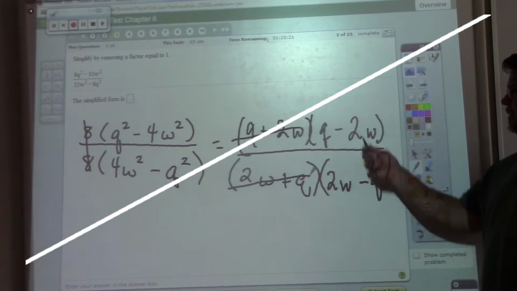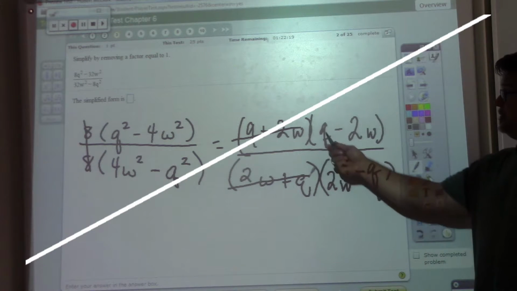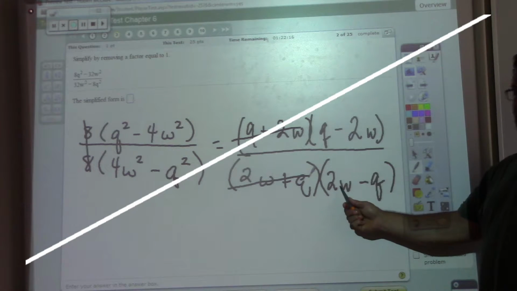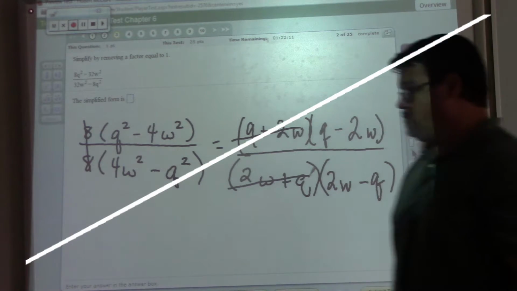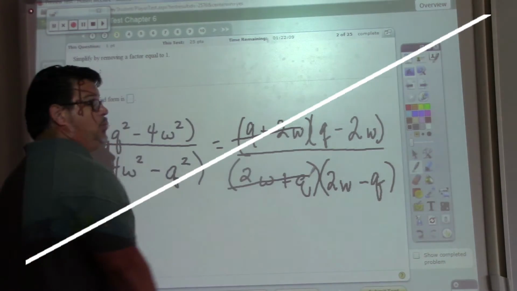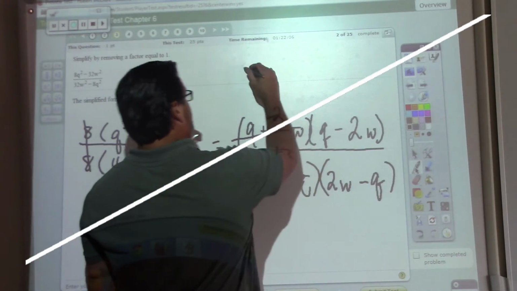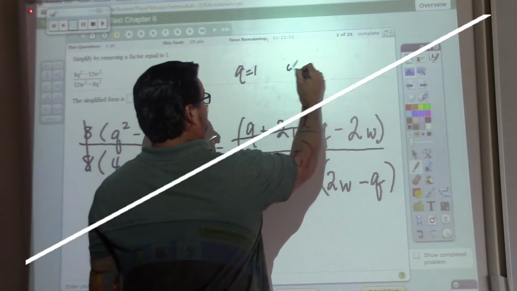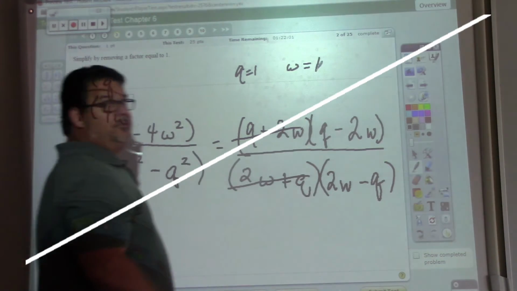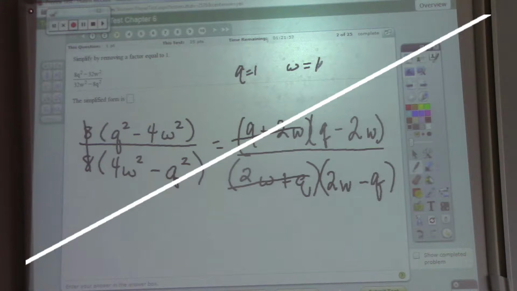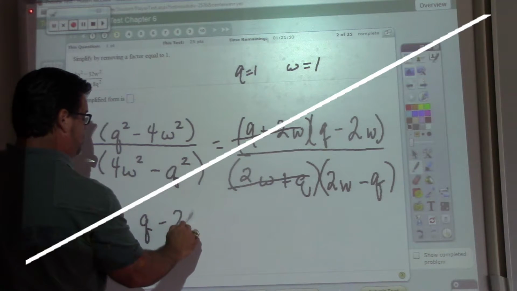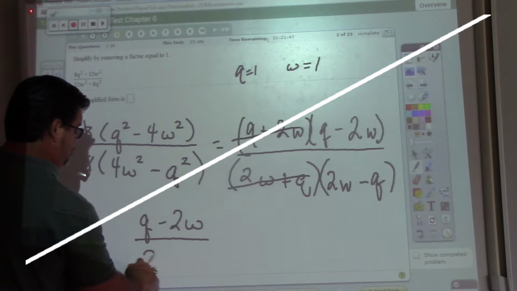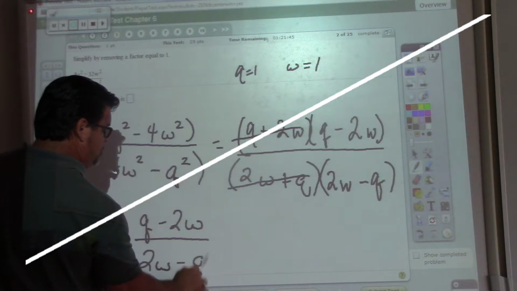But you can't knock these two out because these are totally different, because 2 minus 3 is not the same as 3 minus 2. So you can't knock these out. In other words, if you don't believe me, plug in q equal to 1 and w equal to 1 and see what cancels. These two will cancel. All right, so your answer is q minus 2w over 2w minus q.